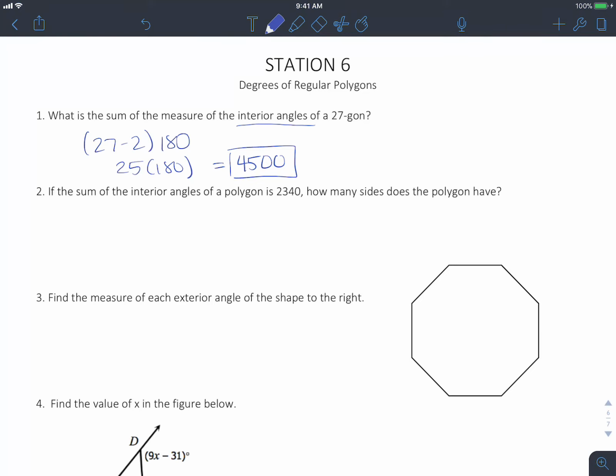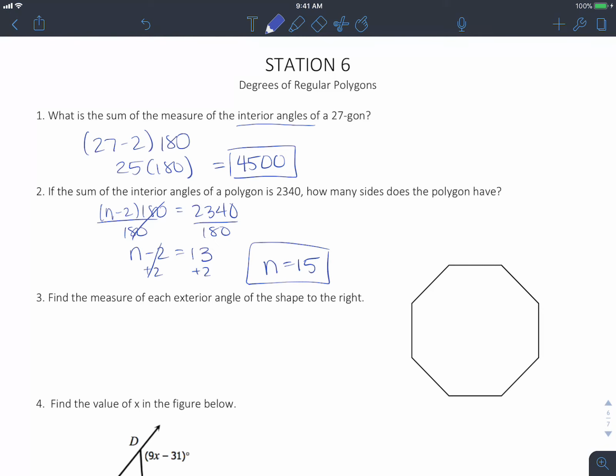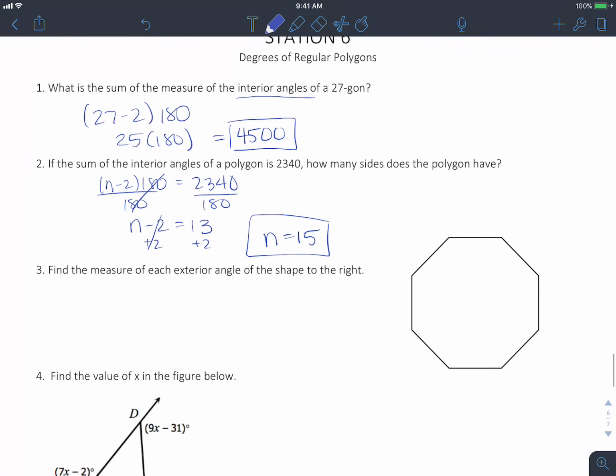Okay. Next, it says the sum of the interior angles is 2,340. How many sides does the polygon have? So we're going to use our n minus 2 times 180, and we're going to set it equal to our interior sum. What I do, instead of distributing that 180, I'm just going to go ahead and divide both sides by 180. So n minus 2 is going to equal 13. So to get n, we're going to add 2 to both sides, and n equals 15. So a 15-sided shape has 2,340 degrees.